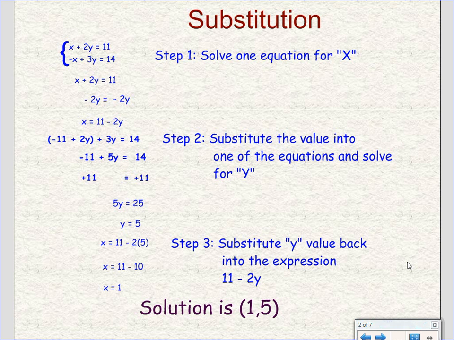The point (1, 5) is on both lines. If it is indeed on both lines, then it has to be a solution for both equations. Let's see. 1 plus 10 equals 11. That's true. Negative 1 plus 15 equals 14. That's true. So (1, 5) is a solution for this system. Going forward, we'll just assume that (1, 5) is the solution. We don't have to check anymore.